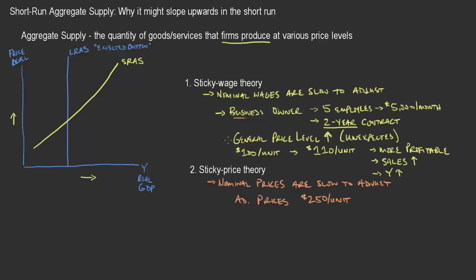So let's stick with this same type of example. We've got the general price level increases. And I'll also mark that as unexpected, right? Unexpectedly. So how do we think through how this might actually give us an upward sloping short run aggregate supply curve? Well, here's the logic.